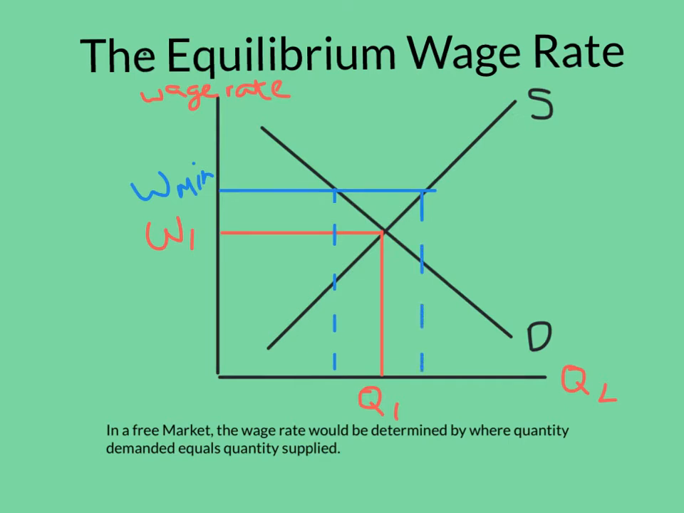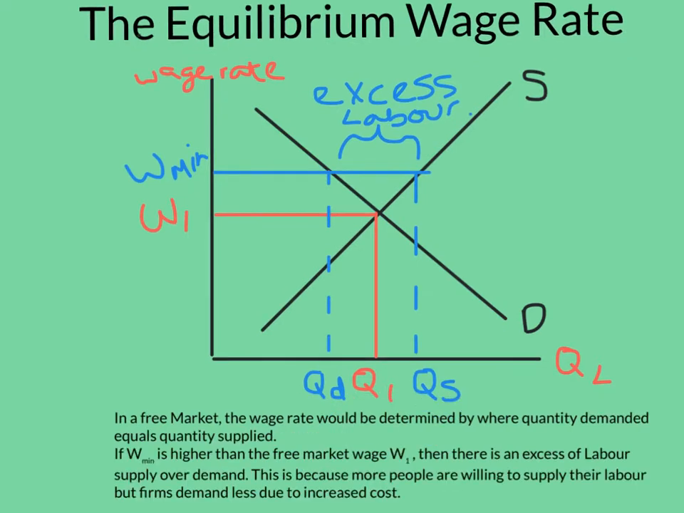So now you can see our quantity demanded for labour has fallen because it's costing firms a higher price to hire labour, higher than the W1, which was the free market wage. But there are more people willing to supply their labour, so our quantity supplied is higher, which means we have an excess of labour supply in the market. This is what we call market failure, and it's as a result of government intervention in the market.